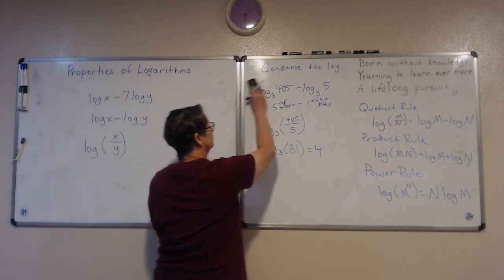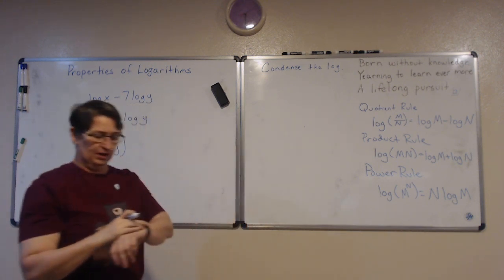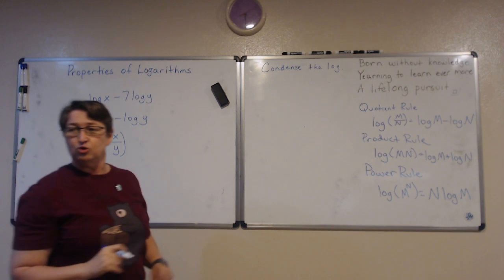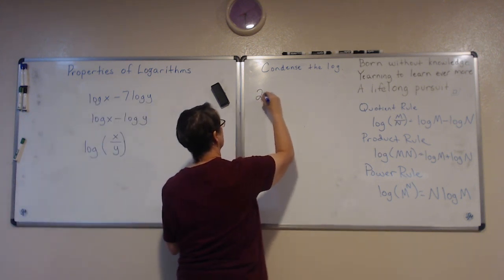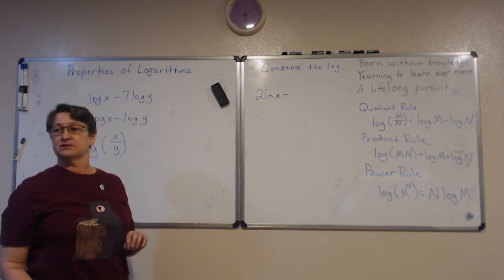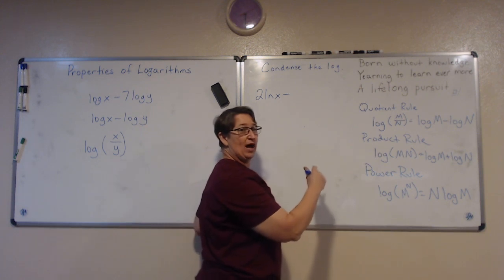Good, good, good. All right, two more. Let's condense two more. And then we'll jump on Discord and have a party. So 2 natural log of x minus 1/2 natural log of y.